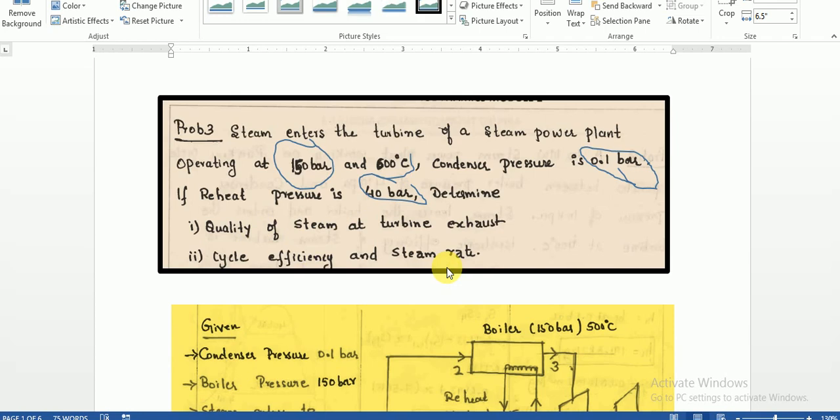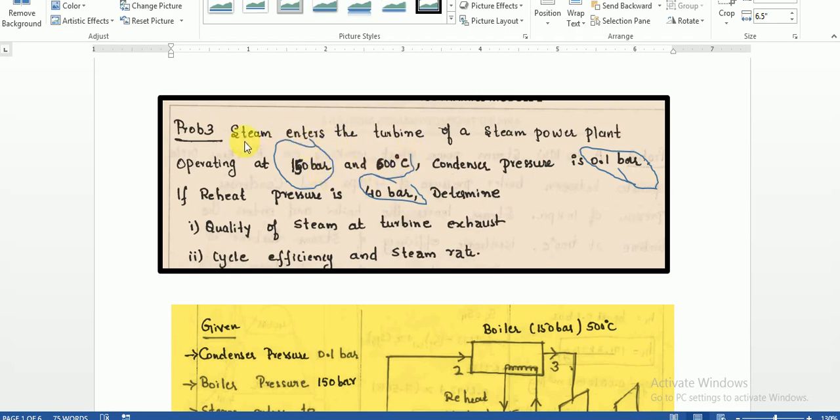So here we can see the steam enters the turbine of a steam power plant operating at 150 bar and 600 degrees Celsius. So this is our P1, the pressure P1, and the temperature 600 degrees Celsius. Obviously it must be superheated, but we don't know for sure. You need to look into the thermodynamics data handbook to come to know whether it is superheated or not. So first, this is the pressure P1, 150 bar. What kind of pressure is it? It is a boiler pressure. So obviously it is the higher pressure.